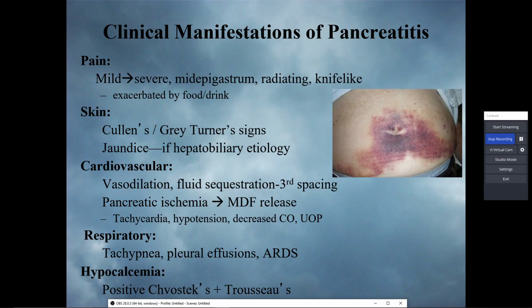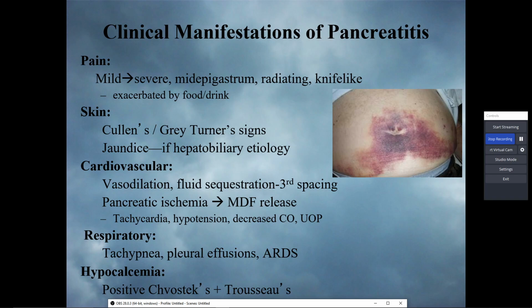What are we looking for? We're looking for Cullen's and Gray-Turner sign, and that's that bruising across the abdomen. Looking for jaundice, if it's hepatobiliary, meaning we have a backup of bilirubin once again. Cardiovascular indications include vasodilation, fluid sequestering, and third spacing. Typically not due to hypoalbuminemia. This one has usually more to do with the fact that we've dilated so much so all the fenestrations in our vasculature are allowing leakage of fluid into the third space.